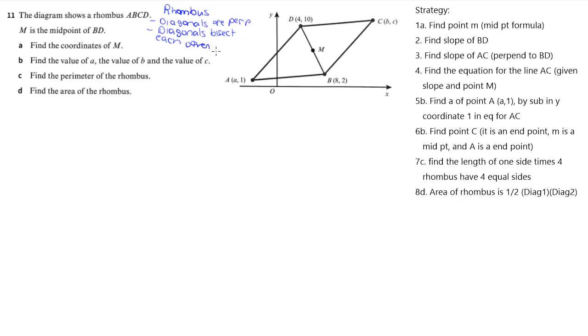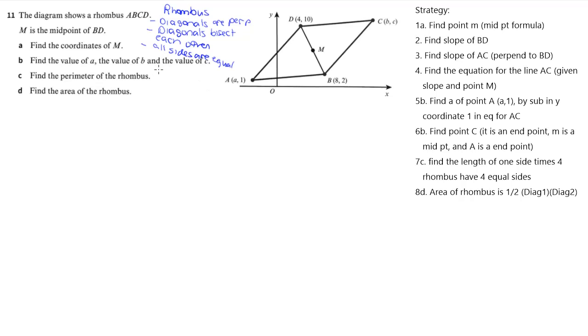And the other thing to remember is that all the sides of a rhombus are equal to each other. That's part of what makes a rhombus a rhombus. It's a parallelogram where all the sides are equal. And the diagonals will bisect the angles, which is not really relevant in this particular problem. Okay, so take a look at the strategy.